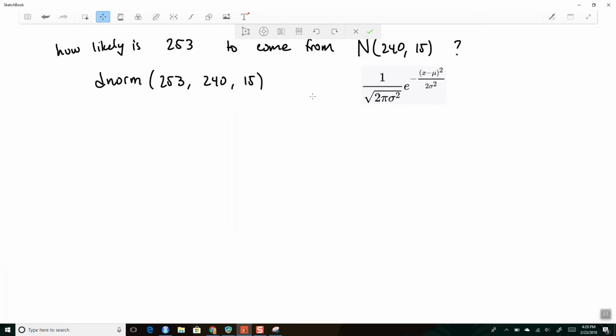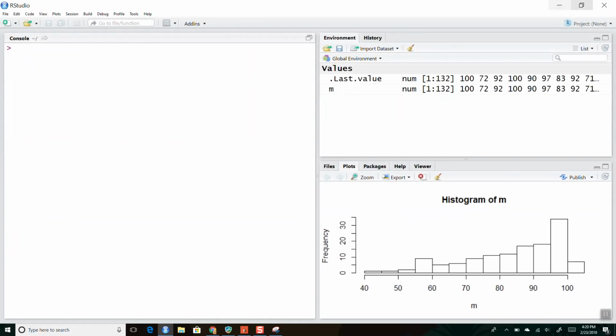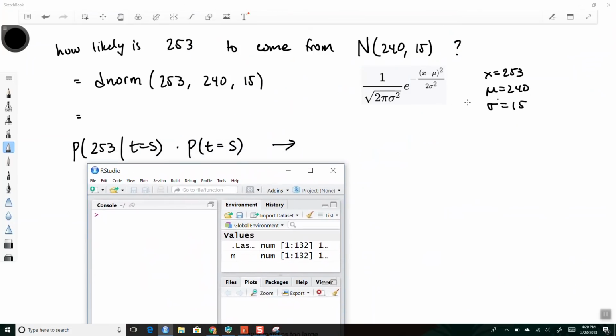Okay, which should be equal to getting x is 253, and mu is 240, and sigma is 15, right? So if we plug this in here, we'll get the exact same thing. So this is the likelihood term. This is the probability of 253 given t is equal to s, right? And we would multiply this by the prior probability of t equal to s. So I'm just going to cheat and use R to get this answer rather than plugging it in. But if you had to, you could do it, right?